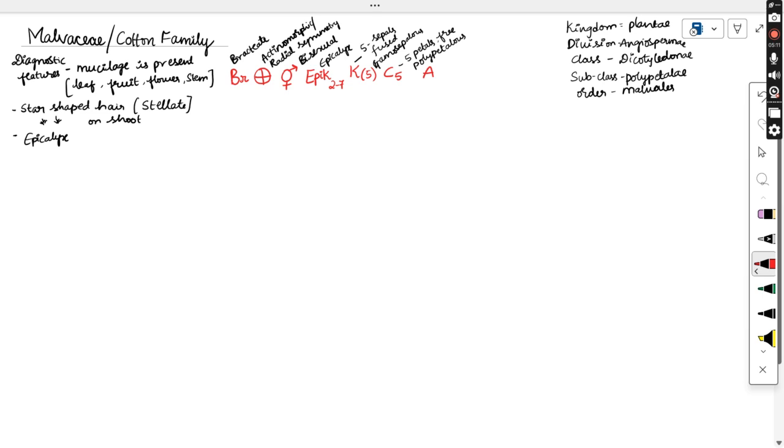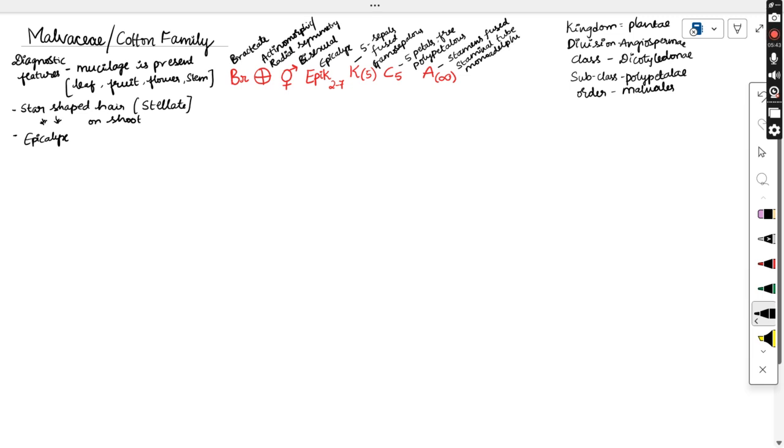And here the androecium is a special case. All the stamens are fused. An infinite number of stamens will be there, and all the stamens are fused, forming a staminal tube. This condition is called monadelphous. Only the filaments are fused, the anthers are set free.